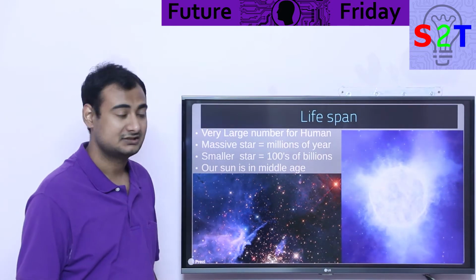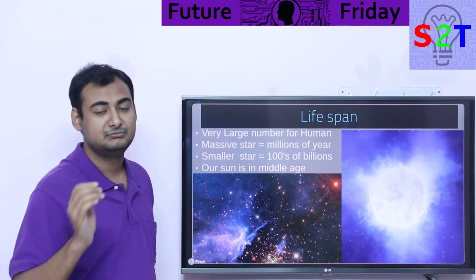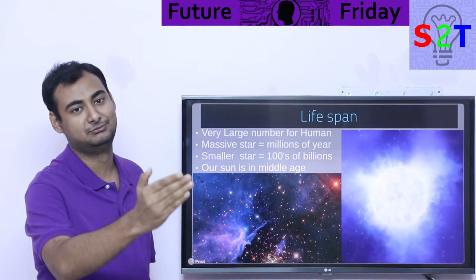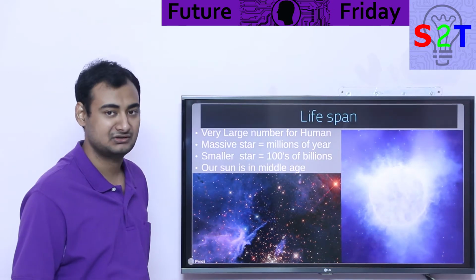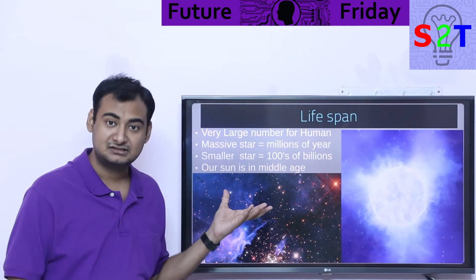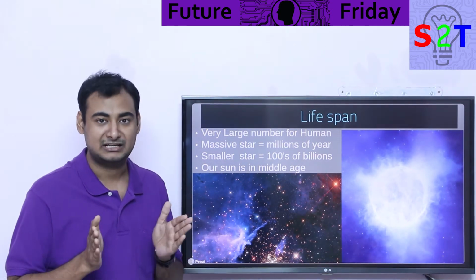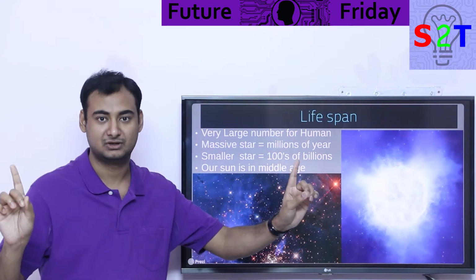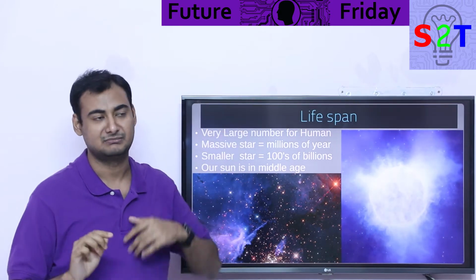What about the smaller stars? They could go from hundreds of billions of years to thousands of billions of years. That's a ludicrous amount of zeros. So our sun is in its middle age. Basically all our mathematics suggests that if the sun has a 0 to 100 lifespan, it has crossed the 50% mark.